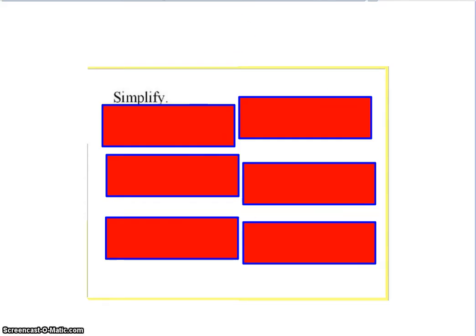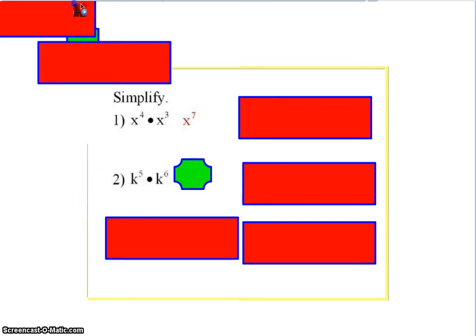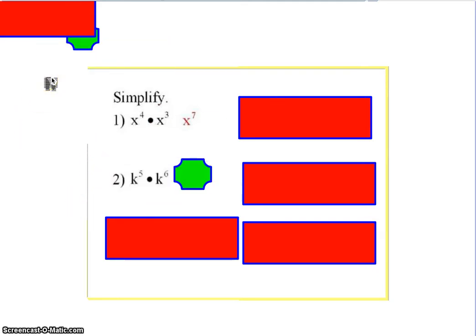So let's look at some. X to the 4th times x to the 3rd. Your base is x, and then you say 4 plus 3 is 7, so x to the 7th. K to the 5th times k to the 6th. Your base is k, stays k. 5 plus 6 is 11.